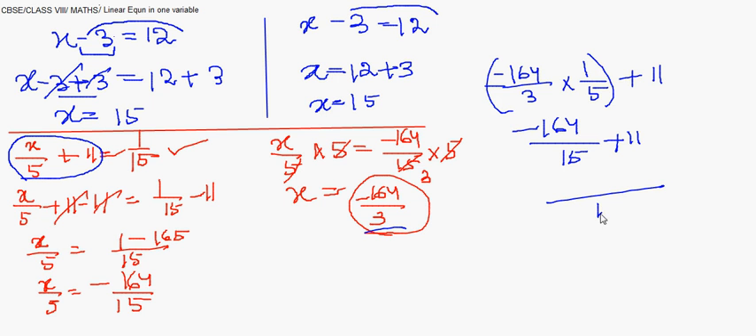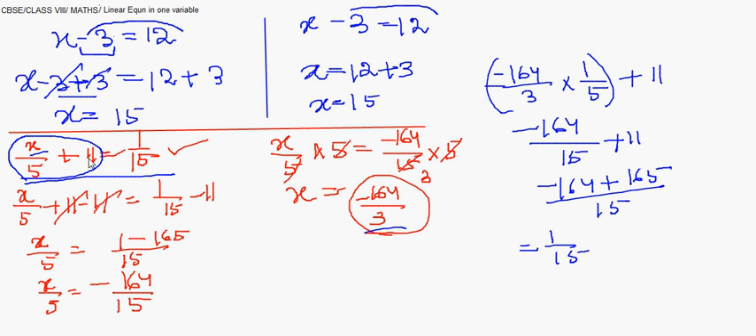With 15 being the LCM, it is minus 164 plus 15 into 11, previously I did it as 165, so I'm getting the answer 1 upon 15. That shows that substituting x as minus 164 by 3 in the given equation, our solution for the value of x was very much correct.